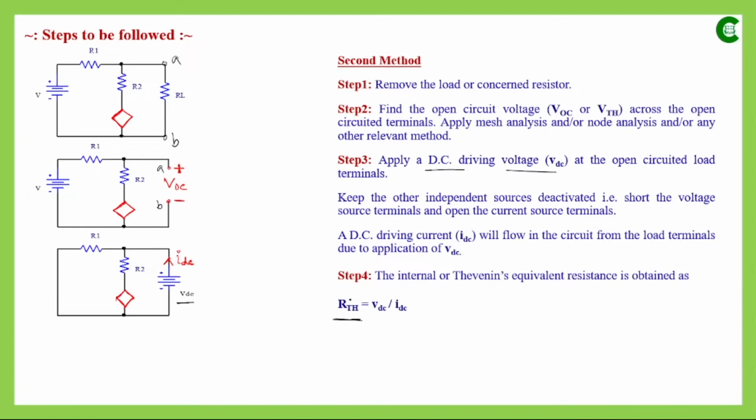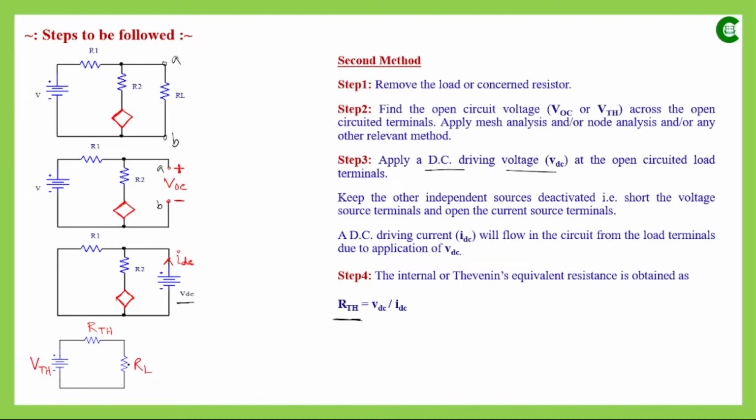And after finding that RTH, in the final step, we will connect the VTH that we have found the way we have done in previous cases, for circuits where we have only independent sources, and for circuits where we have a dependent source along with an independent source, by using the first method that we have learned in this class itself. After finding VOC, we will find RTH. This time it will be the ratio of VDC and IDC. VDC is the voltage source that we have connected between those two open terminals, and IDC is the DC current which is supplied by this DC voltage source.